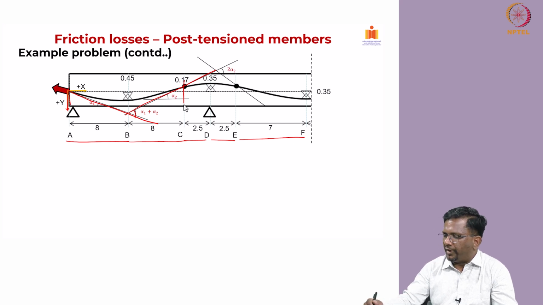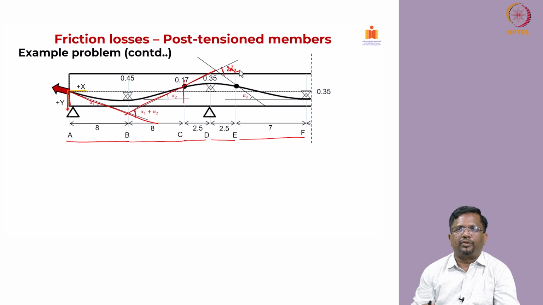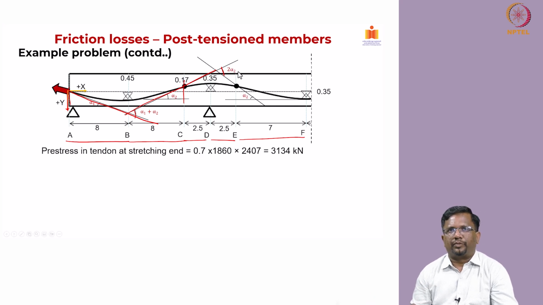Similarly, from here to here, if you look at it, the total angle change is going to be 2 alpha 2. So, from here to here, this is alpha 2 and this is alpha 2. So, at this location it is going to be 2 alpha 2, that is what is written here. Now, let us look at this.